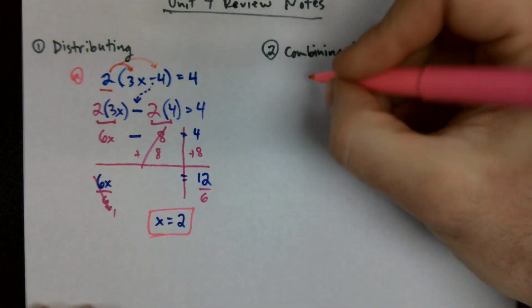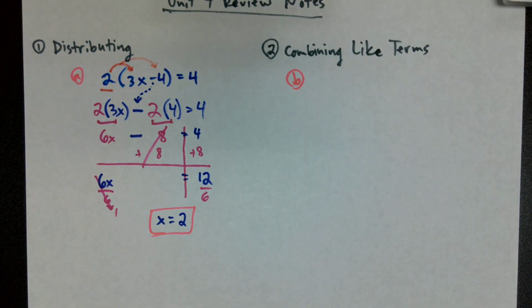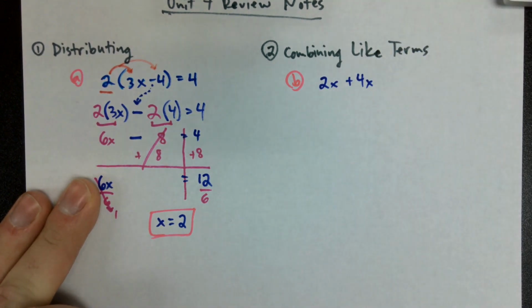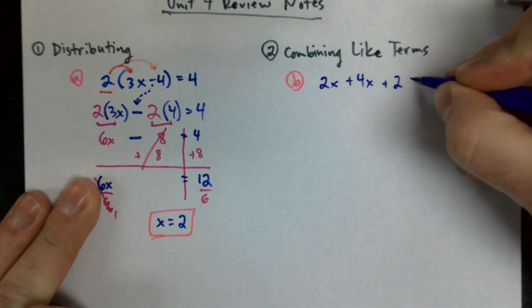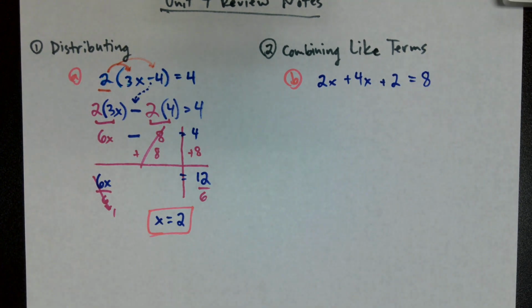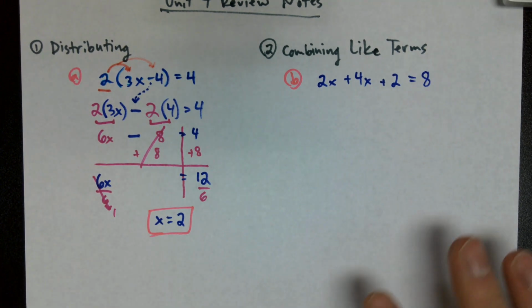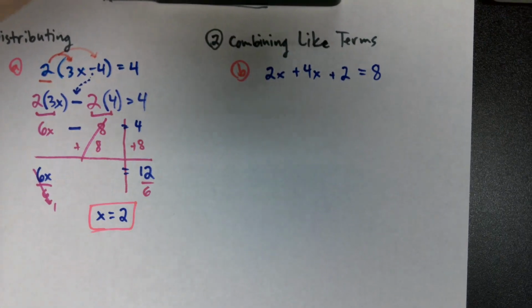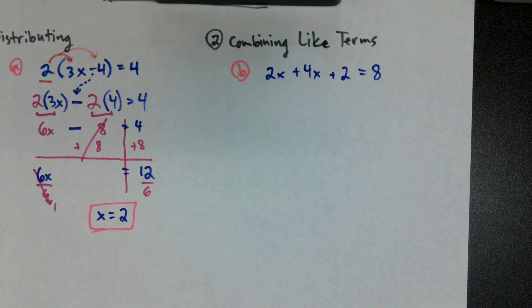And let's take a look at example B with combining like terms here. Let's do 2x plus 4x plus 2 equals 8. Not too bad, hopefully. You guys all see that okay? Give me a thumbs up if you can see the board okay. Cool, okay. People in the back, I'll do thumbs up. That's what I need to see.